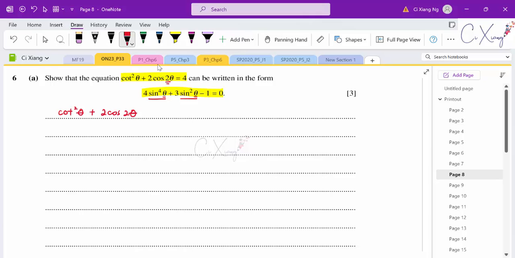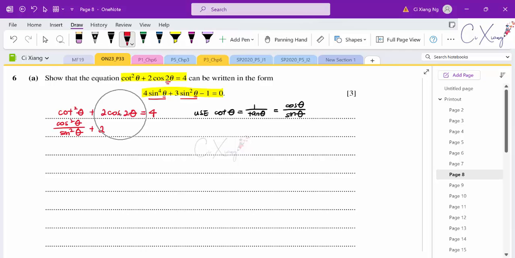So first of all, try to expand or rephrase cotangent squared theta into something related to sine. Cotangent theta is equal to 1 over tangent, and 1 over tangent means 1 over sine over cos, which can be written as cos over sine. So cotangent squared can be written as cos squared theta over sine squared theta. After that, 2 is a constant, so I just copy it.